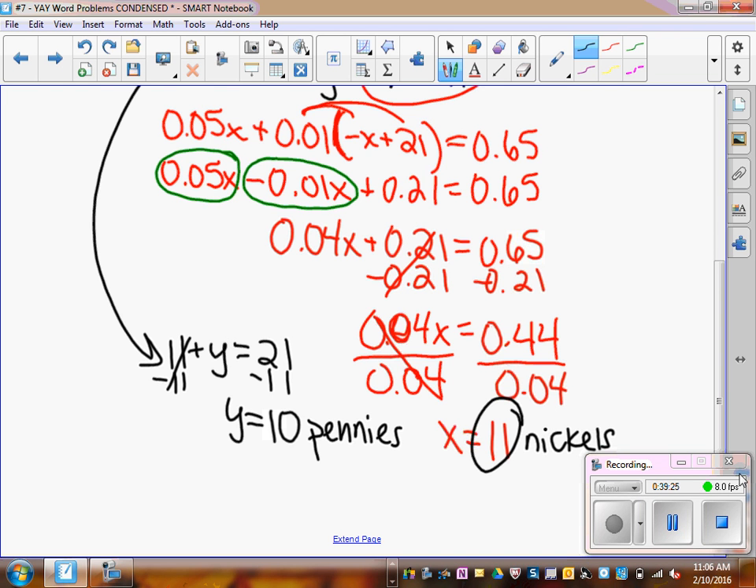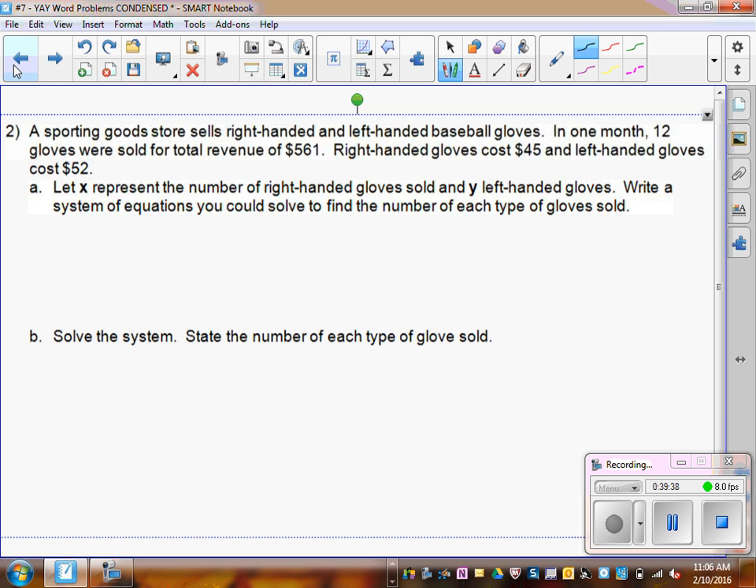That's good. That means you feel somewhat comfortable, but you're still a little bit shaky with it. So let's go ahead and do another problem. Let's do the baseball glove one. I think that's number 2. Number 2? Alright.